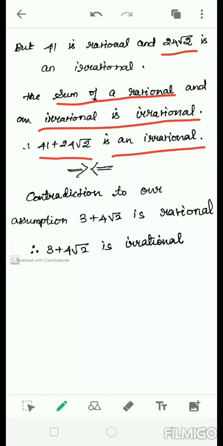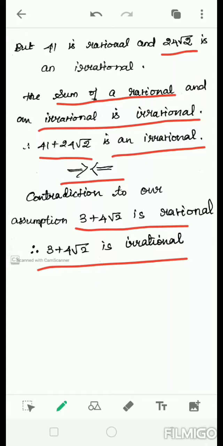So we have arrived at a contradiction here. This is a contradiction to our assumption, because we assumed that 3 plus 4 root 2 is rational, but it contradicts our condition. Here we have reached the answer 41 plus 24 root 2. By the property that the sum of a rational and an irrational is irrational, therefore 41 plus 24 root 2 is irrational. Therefore the given number 3 plus 4 root 2 is also an irrational number.